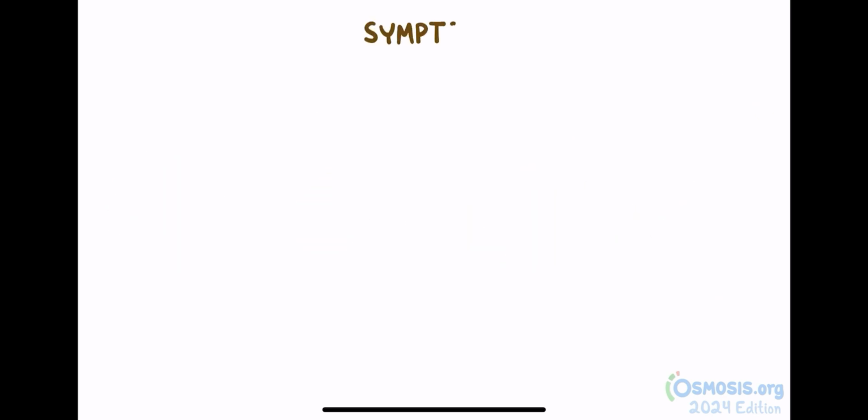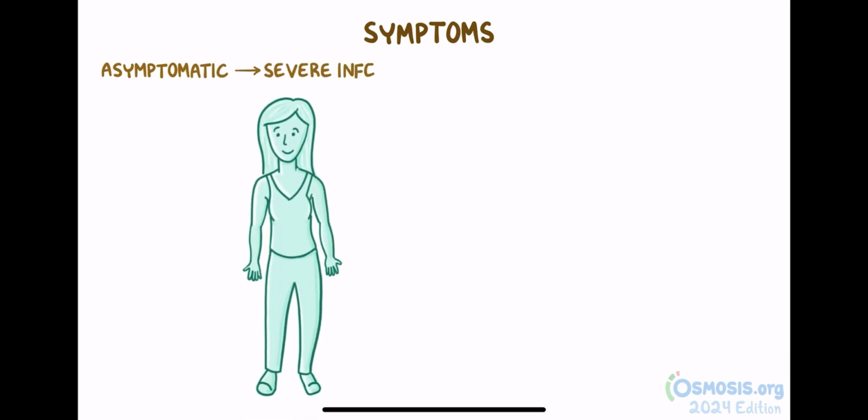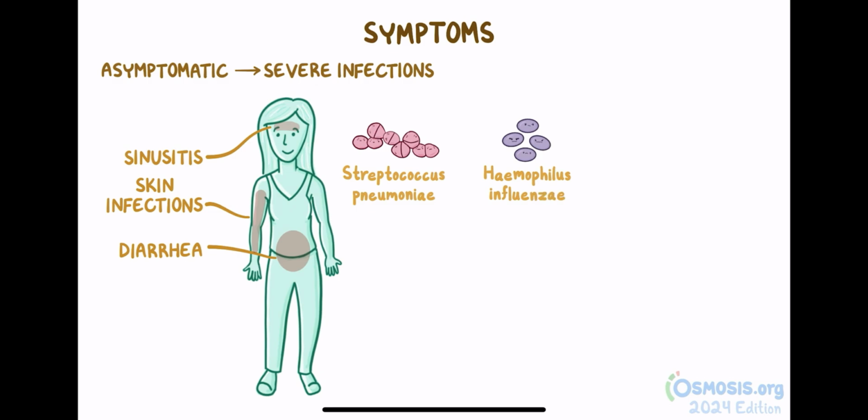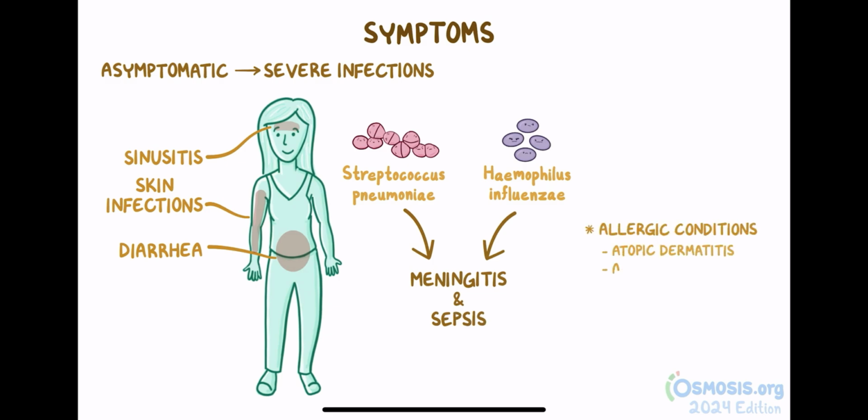The range of symptoms start in infancy and can vary widely. Some individuals seem to be completely asymptomatic, while others develop recurrent severe infections like sinusitis, as well as diarrhea and skin infections, in particular from encapsulated bacteria like Streptococcus pneumoniae and Haemophilus influenzae type B. These infections might progress to more severe conditions like meningitis and sepsis. Often, these individuals also suffer from allergic conditions like atopic dermatitis and asthma.